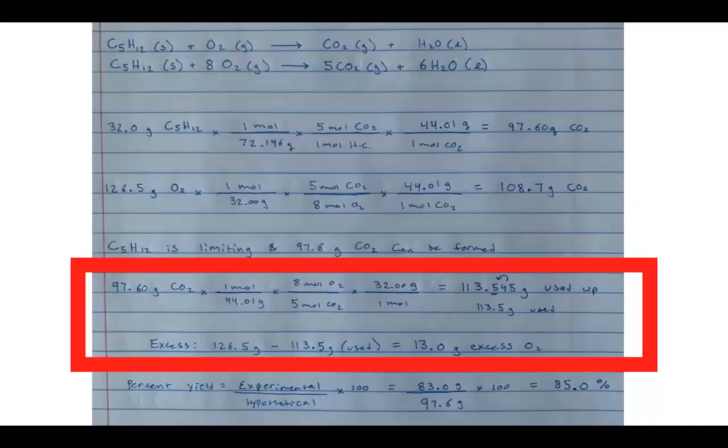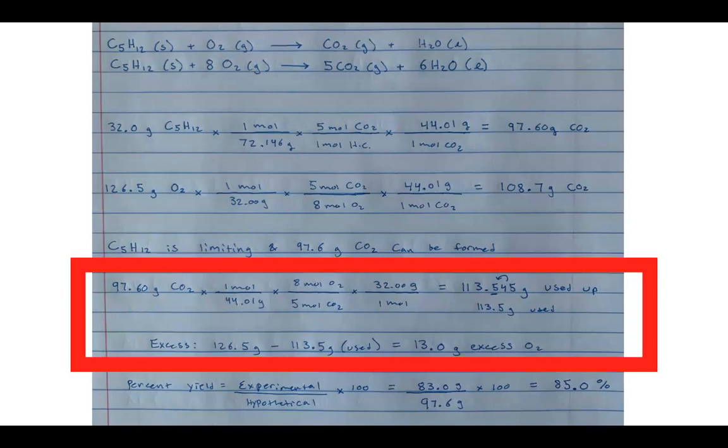Okay. Now the second part of the question asked me how much excess I have. Whenever you're asked to find excess, you're going to start with the amount of product you could form. So in part 1, we found that we could make 97.6 grams of CO2. We're going to take this and convert backwards to our non-limiting reactant. Because our hydrocarbon is limiting, we are going to convert this to grams of oxygen, O2, because that is our non-limiting reactant.